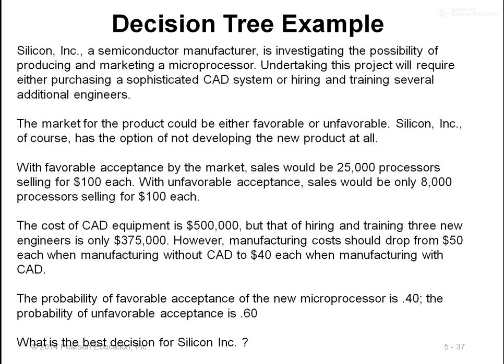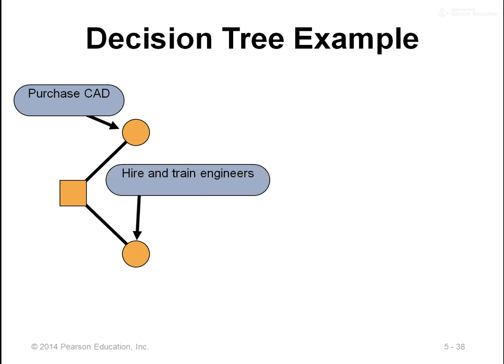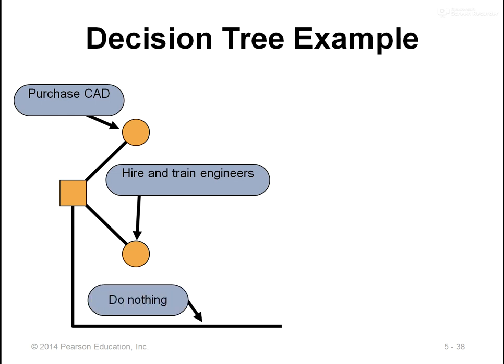We have here 3 alternatives. One is to buy the CAD equipment that has a cost and is more productive and efficient, but is costly. The other is to train the engineers for doing the design of the product by themselves without using the CAD equipment. And the third decision is doing nothing. Then we are going to represent in a decision tree all the alternatives. One is purchase a CAD system, the other is hire and train the engineers, and the other is doing nothing.